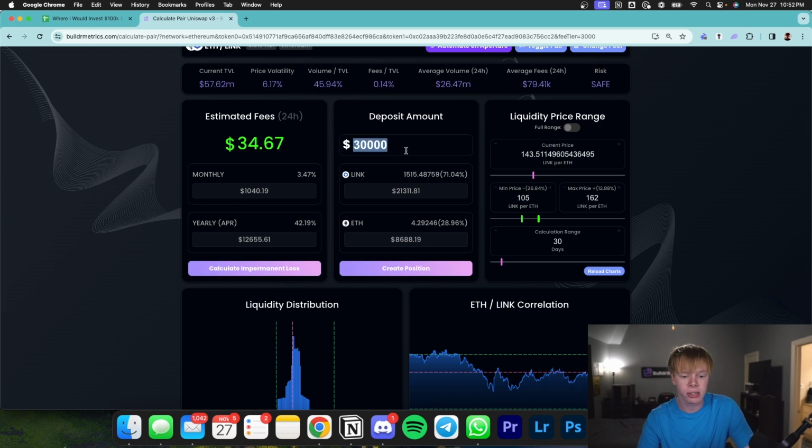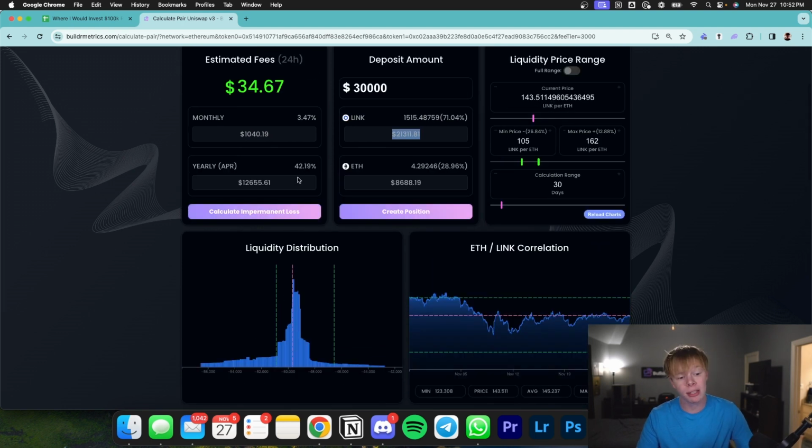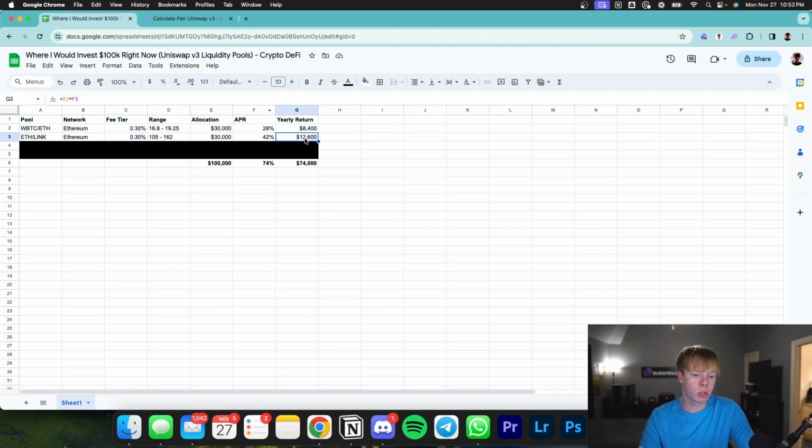So using a $30,000 allocation, we're initially starting with roughly $20,000 of Link and $10K of Ethereum for our Link to be shifted into Ethereum as the price of Link outperforms Ethereum. But that's a 42% APR, making roughly $35 per day, which would bring in $12,600 every single year.